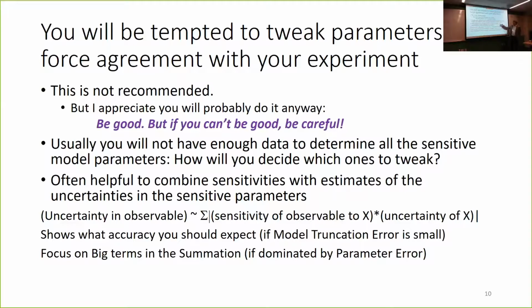You can also, it's very helpful to combine sensitivities with estimates of uncertainties. So roughly speaking, the uncertainty in an observable should be something like the sum of the sensitivities of the observable times the uncertainties in the parameters. So this is like d ln of my observable, d ln of a rate coefficient, times the uncertainty in the logarithm of the rate coefficient. And that term is how much the uncertainty in this rate coefficient is contributing to the total uncertainty of the observable. This is all assuming first order sensitivities.